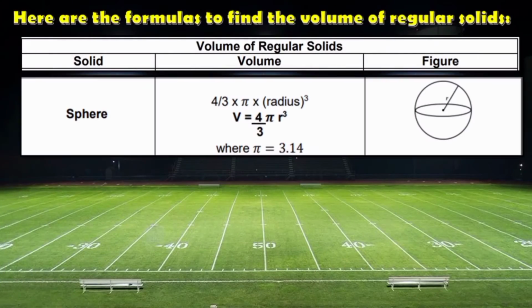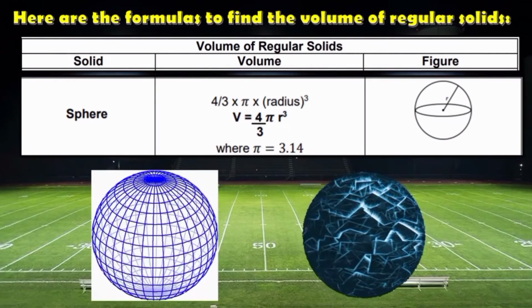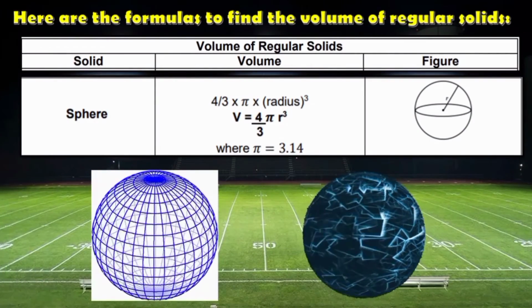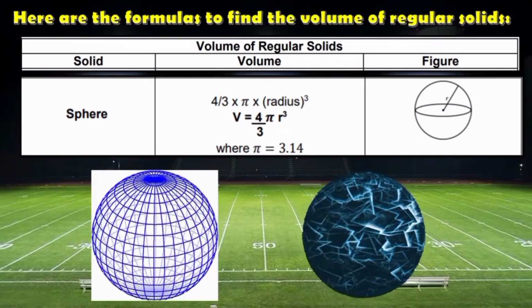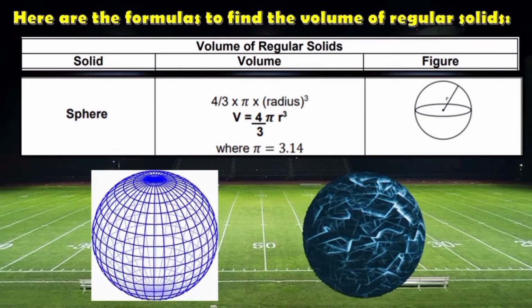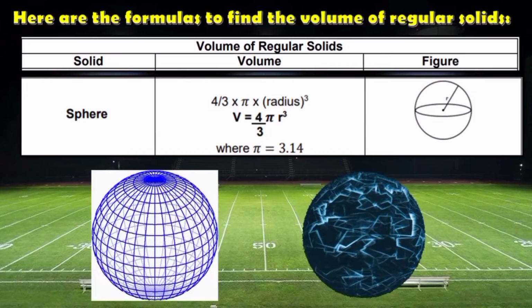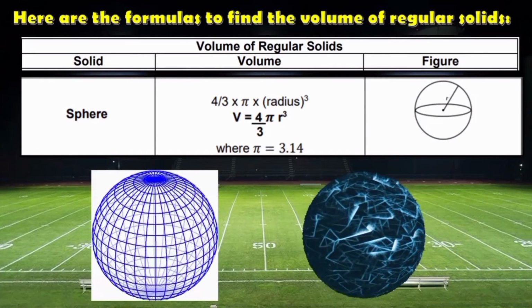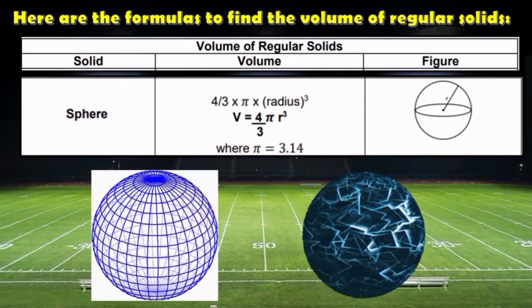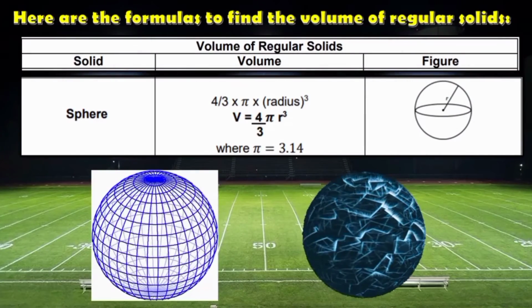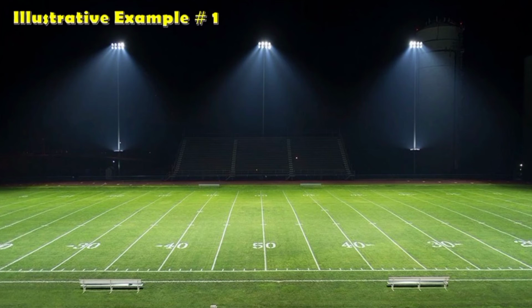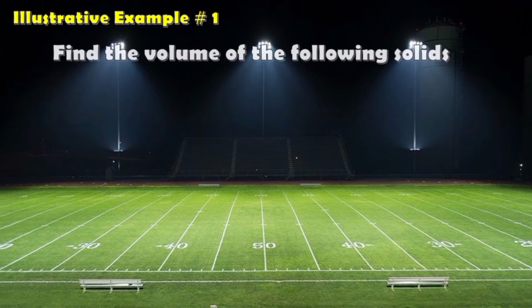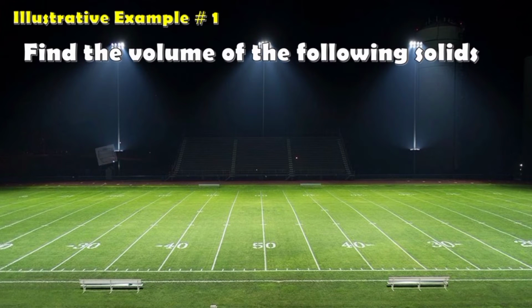Our last figure is the sphere. Again, look closely at the figures. To get the volume of a sphere, multiply 4/3 by pi times thrice the radius, or simply volume is equal to 4/3 pi r cubed. Let's try to answer the following examples. We need to find the volume of the following solids.